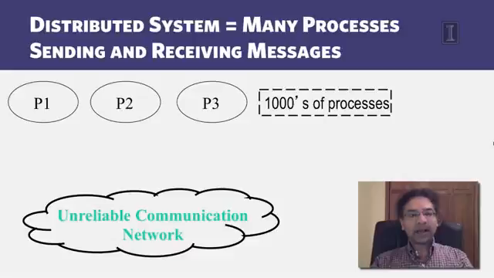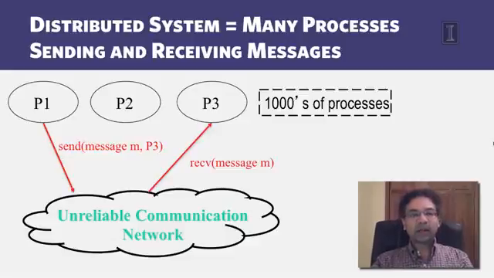In this example, I have 3 processes, P1, P2, P3, but there might be thousands of processes involved in a distributed system. You have an unreliable communication network involved underneath. In this course, we are not interested in the insides of the network, just the fact that you're able to send and receive messages via this network. So P1 might be able to send a message M to P3, which then gets delivered at some point of time to P3, and that receives the message.